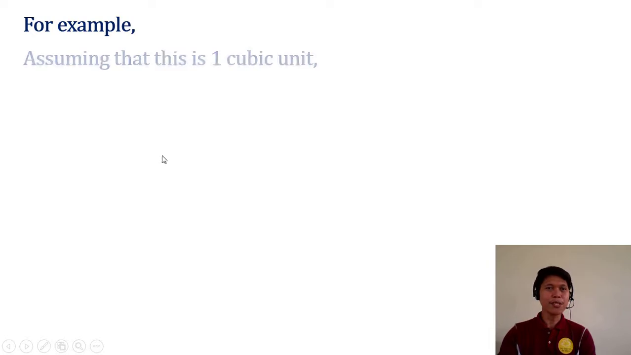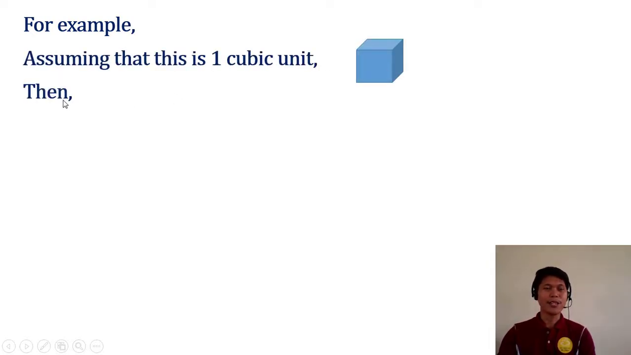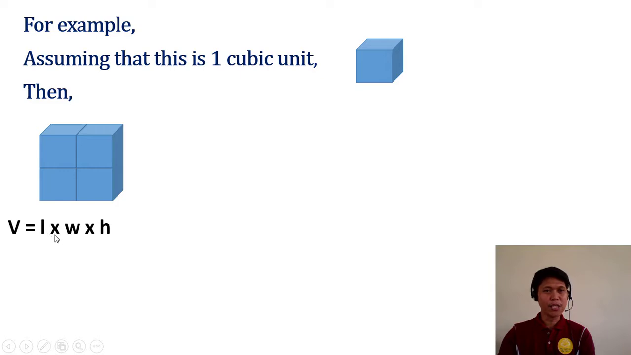Okay, so let's have examples. Assuming that this is 1 cubic unit, the volume of this is 1, 2, 3, 4. Or volume is equal to length times width times height. The length is 1, 2. We have 2. And then the width is 1. And the height is 2. So 2 times 1 is 2, times 2 is 4 cubic units.